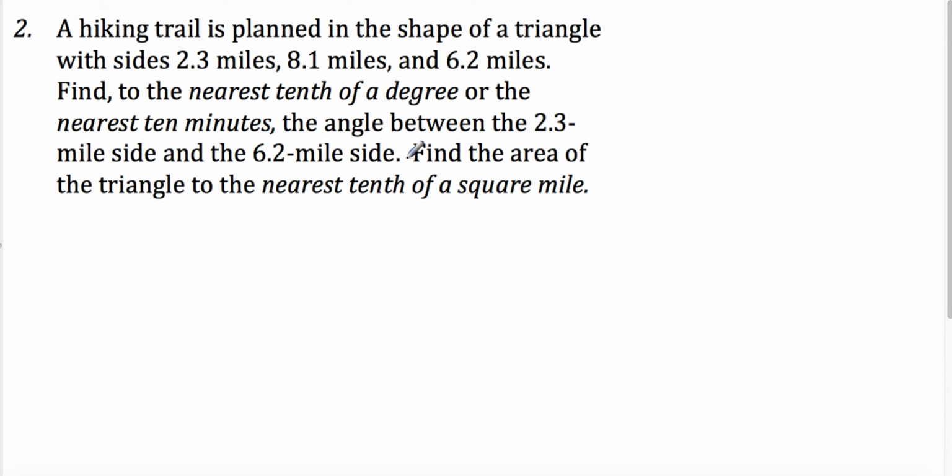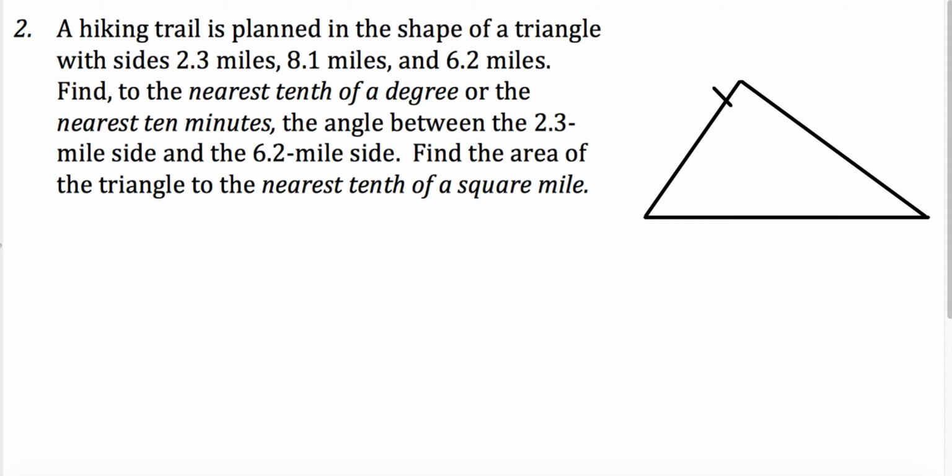Number 2, a hiking trail is planned in the shape of a triangle, and we are given 3 sides here. I'm going to assume that the smallest one is 2.3, the longest one is 8.1, and the other is 6.2. Find the angle to the nearest tenth of a degree, or the nearest tenth of a minute. So we'll do both here, degrees and minutes. The angle between 2.3 and 6.2 is the angle x.